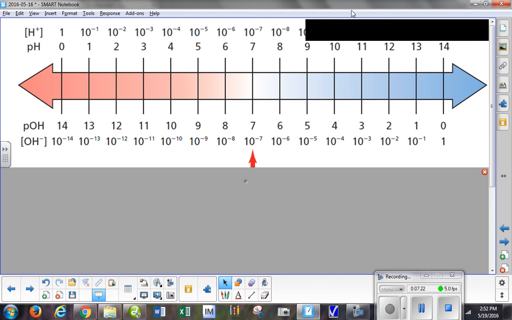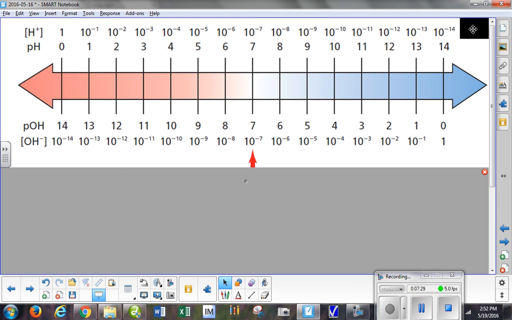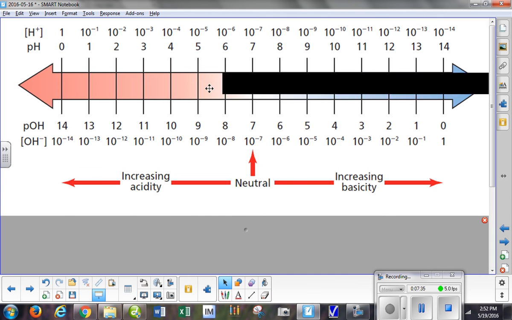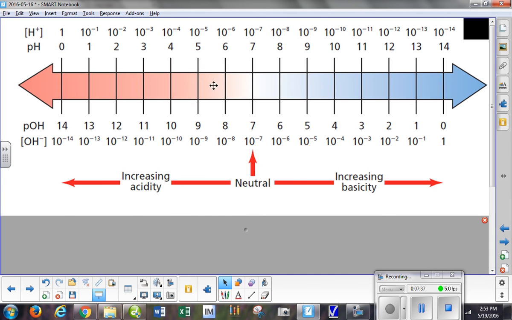Okay? So these two guys, this little graphic shows you beautifully the relationship of the pH and the pOH. And you see down at the bottom there, the increasing acidity to the left, increasing basicity, however you say it, to the right. And in the middle, we have the neutral.